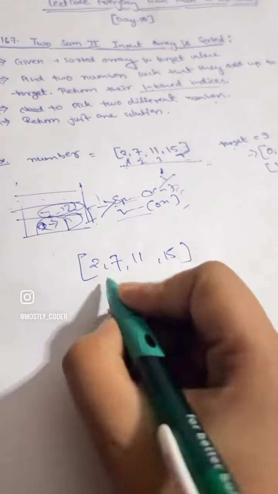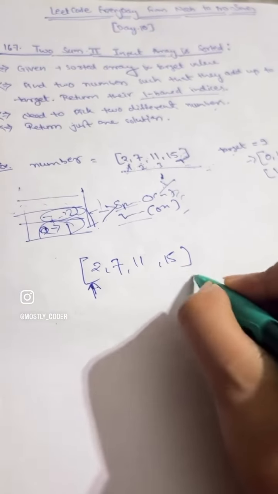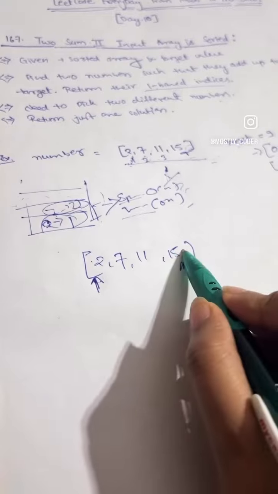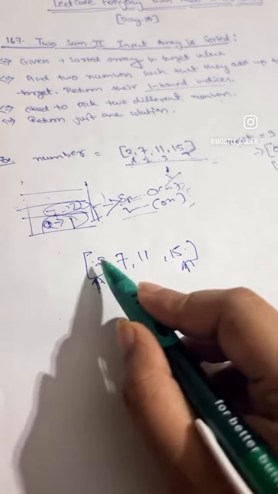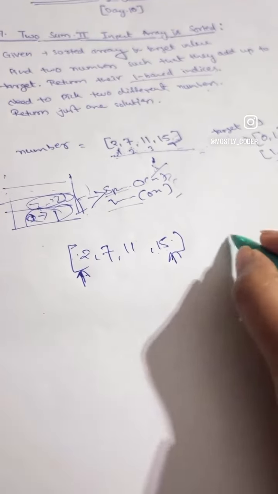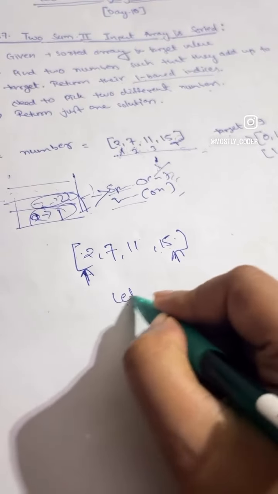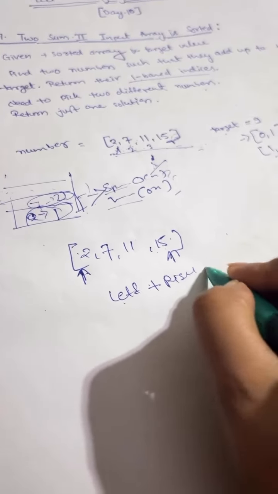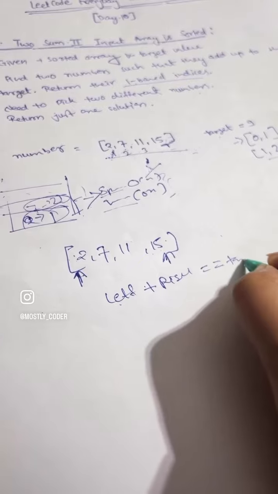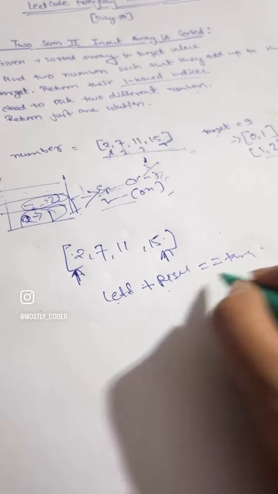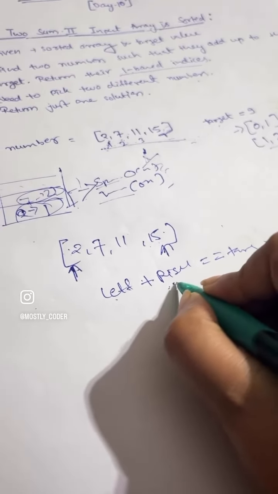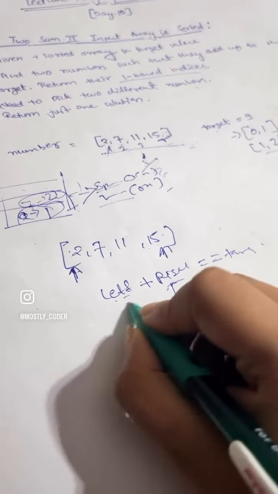Okay, firstly we will take one left pointer and one right pointer. If the summation of both the values, left plus right, is equal to the target, okay, then we have found our solution. So we'll return the indices of both the values.